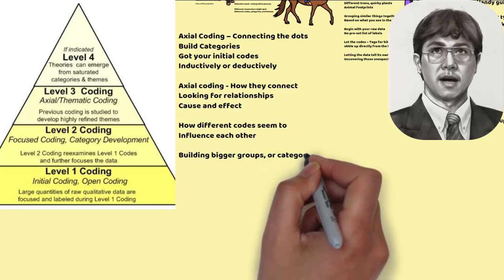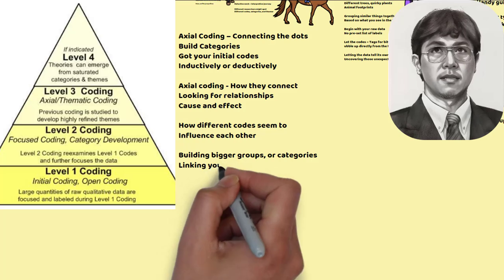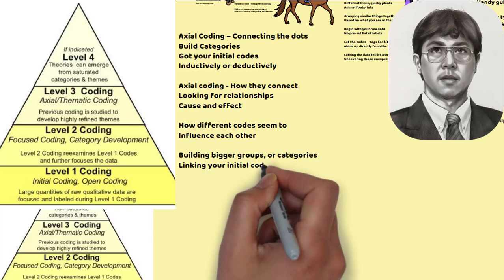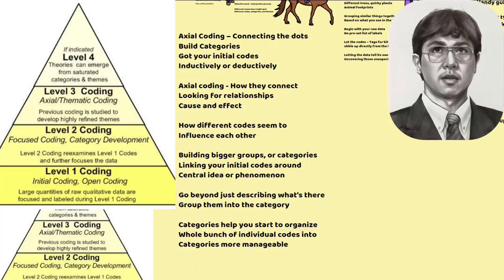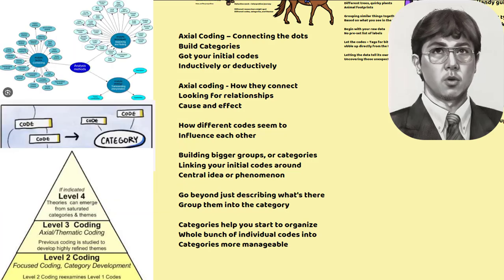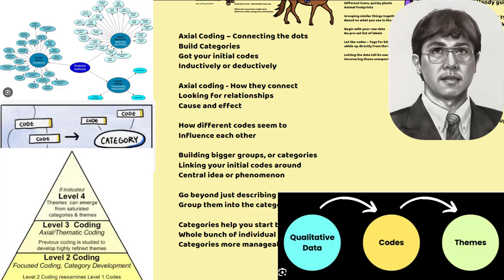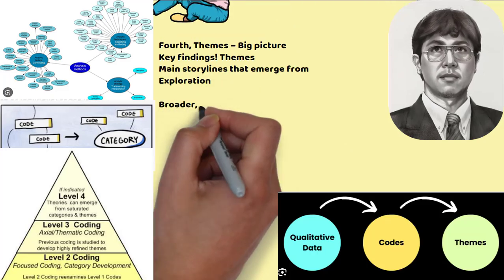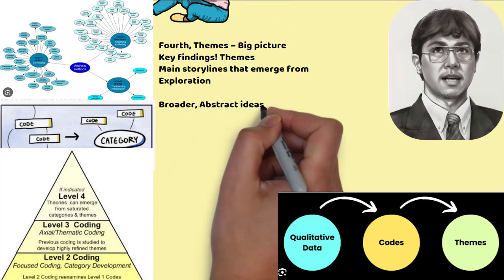For example, if you have individual codes like rough bark, lobed leaves, and acorns, you might group them into the category oak tree characteristics. Categories help you start to organize a whole bunch of individual codes into something more manageable. Fourth, we arrive at themes, the big picture, your key findings.